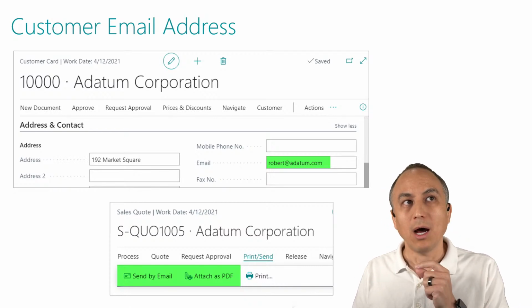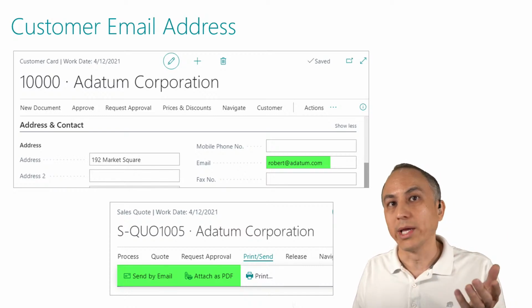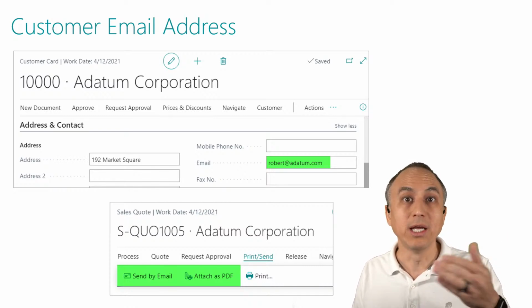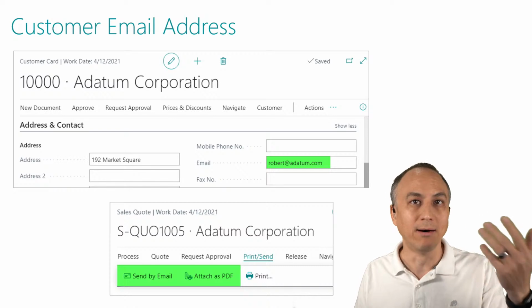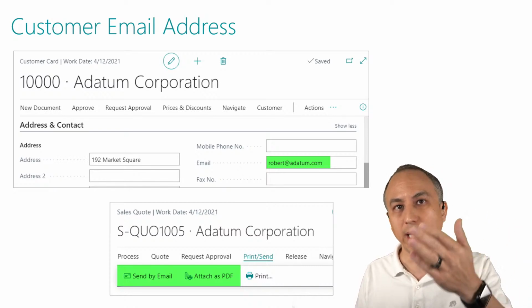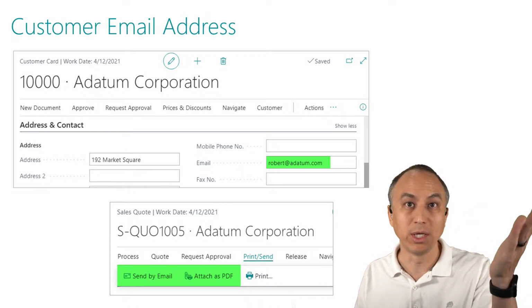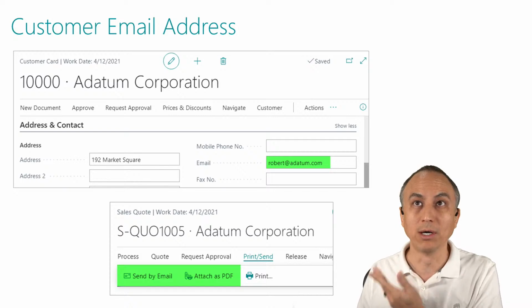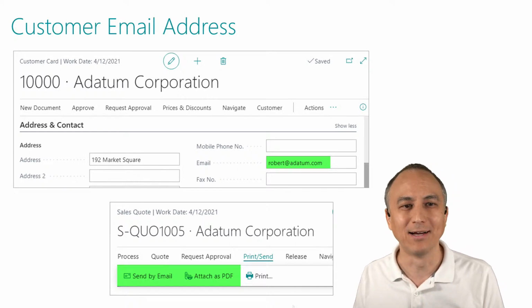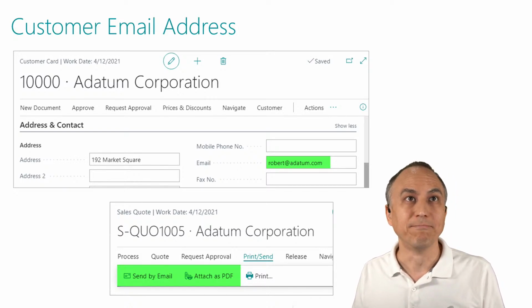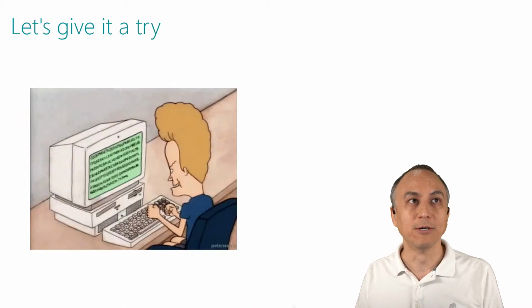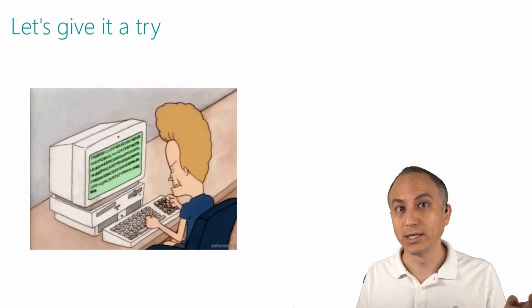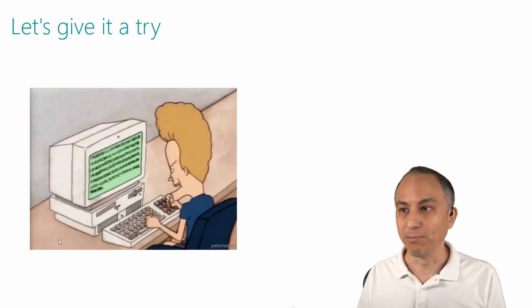I was just interested, okay, what if I want to email an invoice to a customer? I'll enter the invoice, I will post it, and I'll click send, and the invoice sends to Robert at A Datum. Aha. Not necessarily, for several reasons. So let's take a look at what can actually happen.